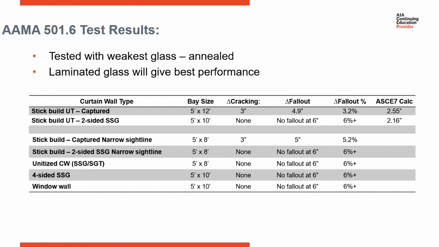Also note that here, delta cracking was 3 inches and the glass fallout was 4.9 inches. And then your fallout ratio is 3.2%. But if you look at those ASCE 7 calculations, you would end up with 2.55 inches. So if you compare that to the actual real-world testing, you see that you get much better results with testing.